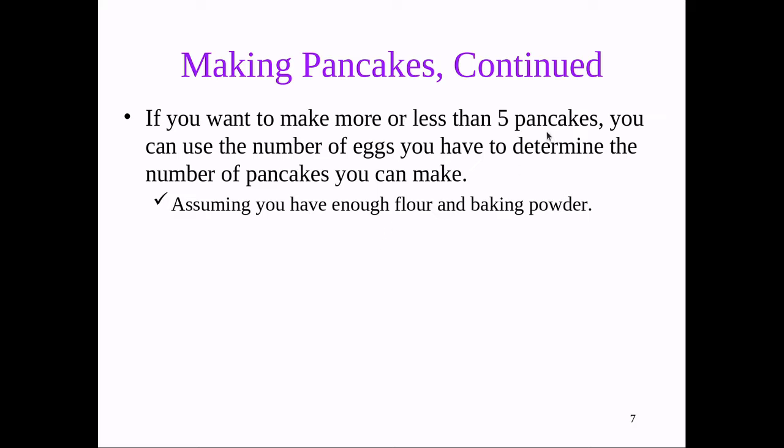We don't always want to make 5 pancakes, right? If you want to make more or less than 5 pancakes, you can use the number of eggs you have to determine the number of pancakes you can make. If I have a certain number of eggs and more than enough flour and baking powder, I can figure out how many pancakes I can make if I use up all my eggs. The way we're going to do that is by making another little conversion factor, like the ones we've been using so far. We know that 5 pancakes requires 2 eggs, so I get 5 pancakes per every 2 eggs. If I have 8 eggs, I can do this math and see that 8 eggs is going to make 20 pancakes. I have 4 times as many eggs, so I get 4 times as many pancakes.